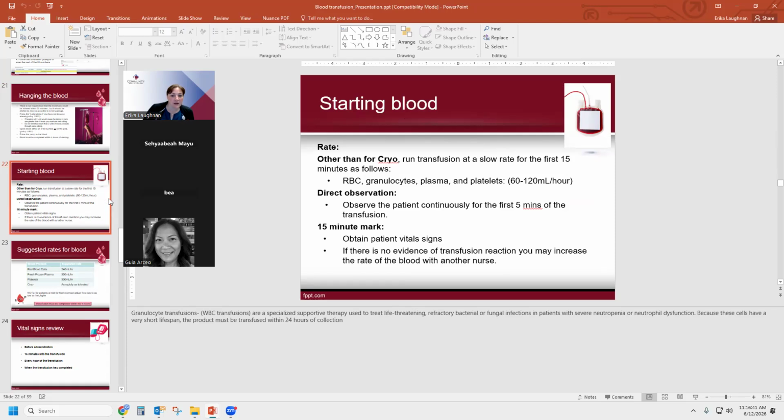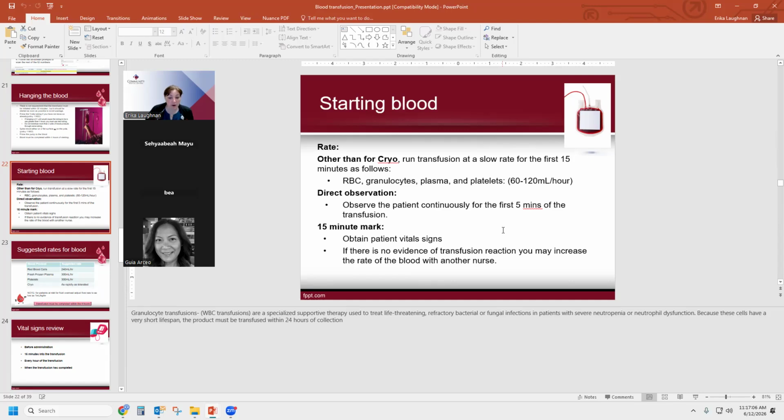Starting the blood. Other than cryo, we definitely want to run the first 15 minutes slower. So it talks about in our policy how to do that. RBCs, granulocytes, plasma, and platelets should be running no faster than 120 miles an hour for the first 15 minutes. And then direct observation is required by our policy for the first 5 minutes. I did double check this because in my brain it was 10 minutes, but apparently it's only 5.